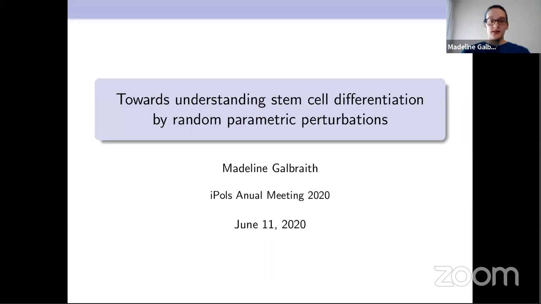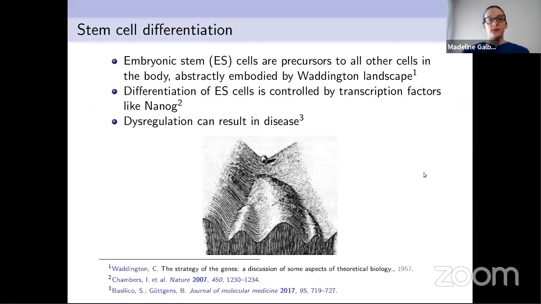I'll be talking about stem cell differentiation by random parametric perturbations. So stem cells, also known as embryonic stem cells. Waddington was one of the first to give an abstract idea that you can think of these stem cells as a ball rolling down a landscape of hills and valleys. The hills and valleys are constraints on the system that lead to some sort of final state. And so you can think of that as the embryonic stem cell going through this landscape to end up as other cells within our body.